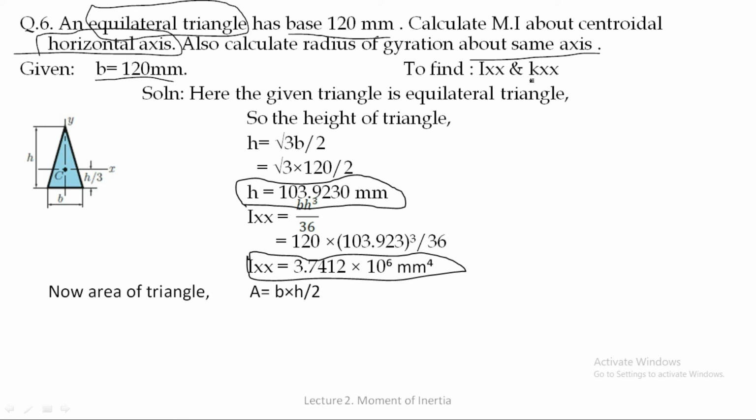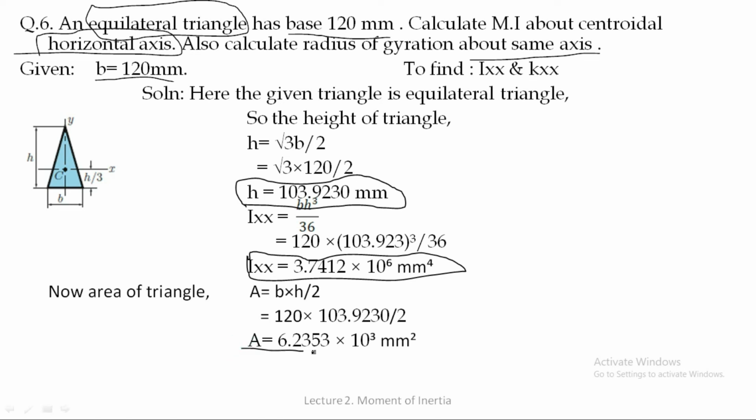The area of a triangle A is equal to half into base into height. You have learned this formula in your school days. I have written it here as b into h by 2, the same thing. We put the values of b, that is base, and height in this formula, and we get the value of A, that is area. So the area over here will be 6.2353 into 10 raised to 3 mm square.